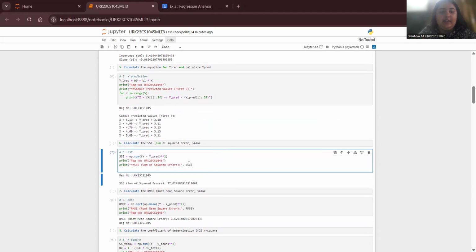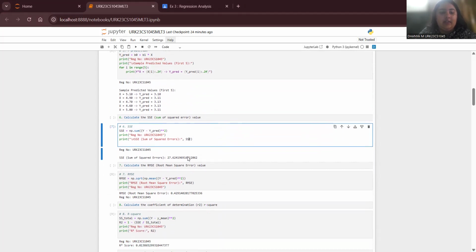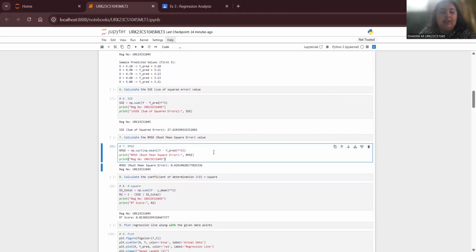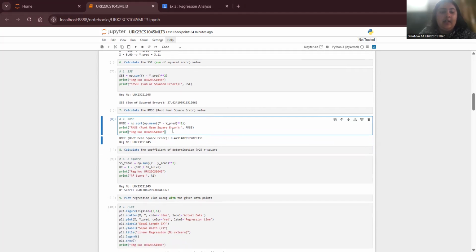And for the sixth question, I have calculated the sum of squared error value. SSE measures the total difference between the actual values and predicted values. A smaller SSE means the regression model fits the data better. So this is the SSE. And for the seventh question, I have calculated root mean square error. RMSE measures the average error between predicted values and the actual values. I have used the formula RMSE equals root of SSE by n, where n is the number of observations. Lower RMSE indicates better prediction accuracy.